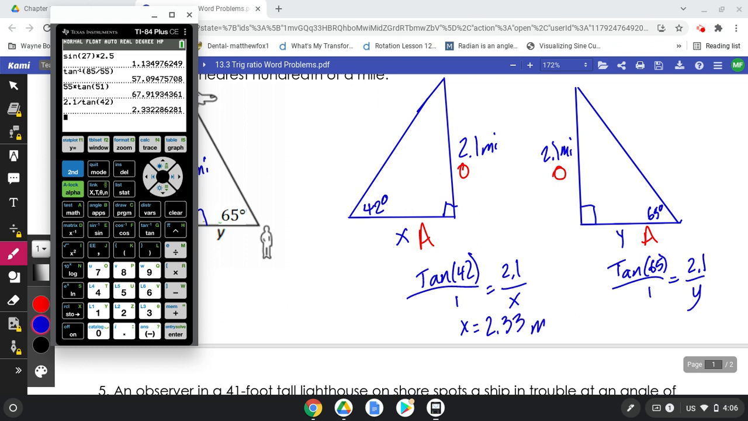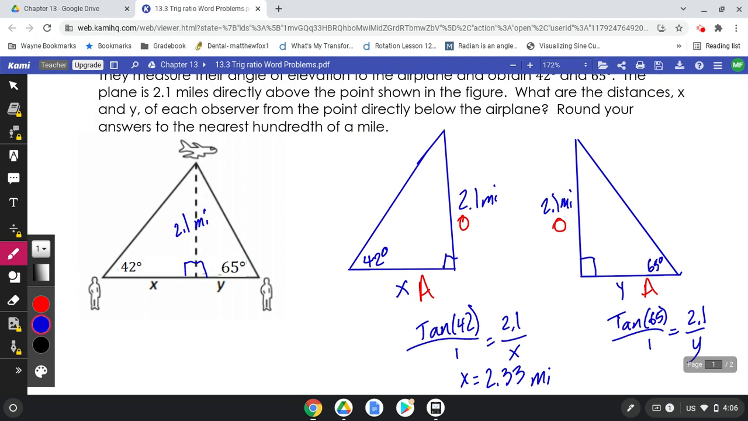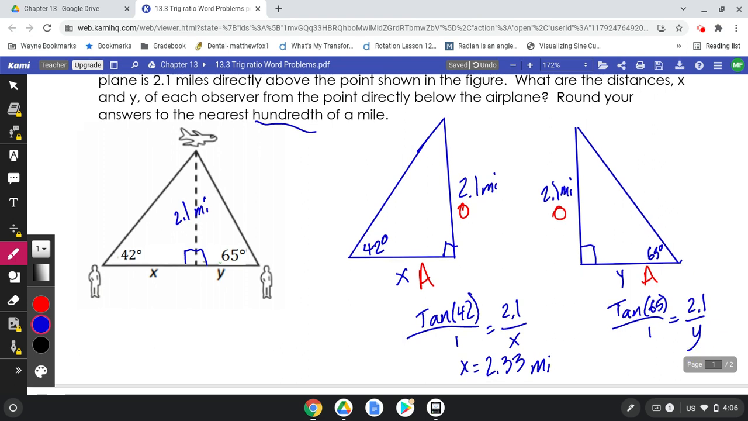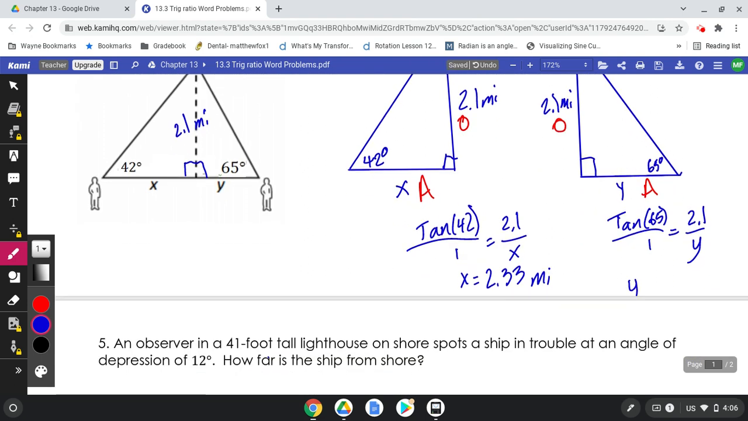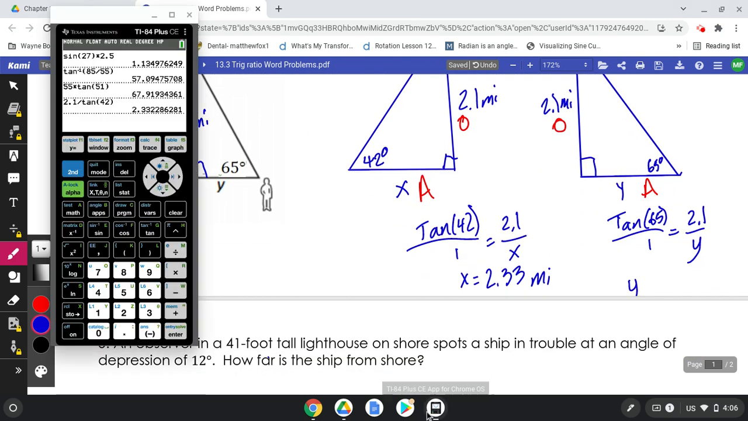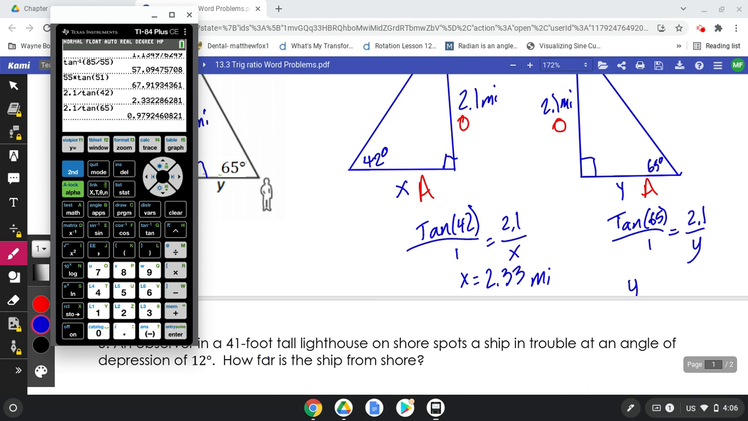Notice in the directions it said to round to the nearest hundredth of a mile. That's 2 decimal places. And then to find y, we will be very similar in our setup, except now we will do 2.1 divided by the tangent of 65. Okay? And we will round that to get 0.98.